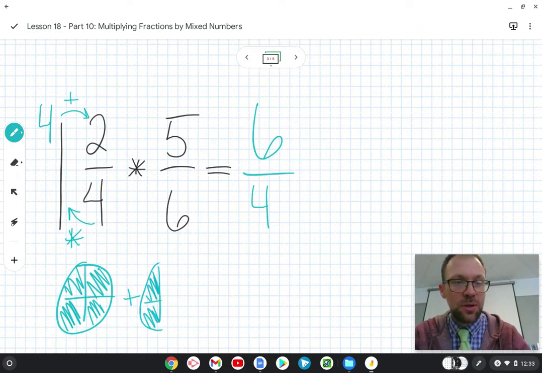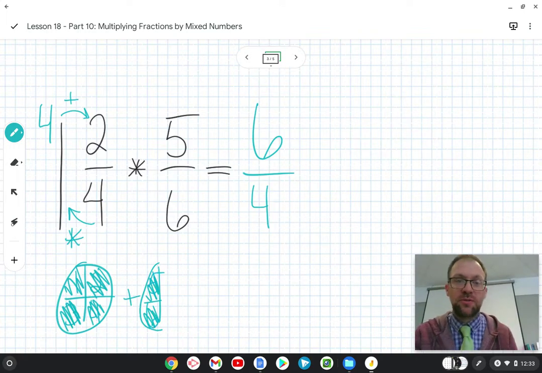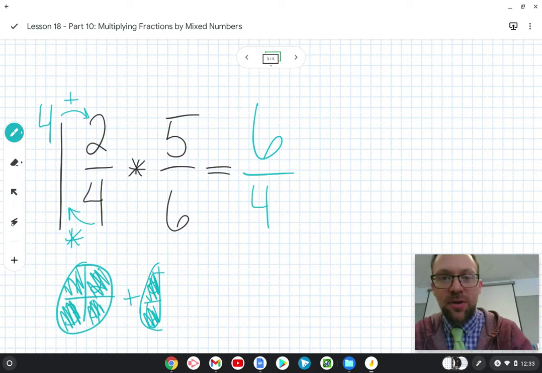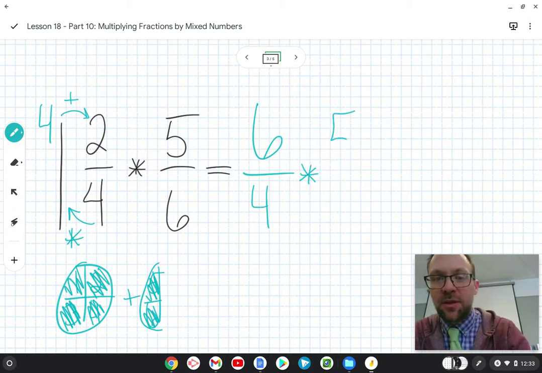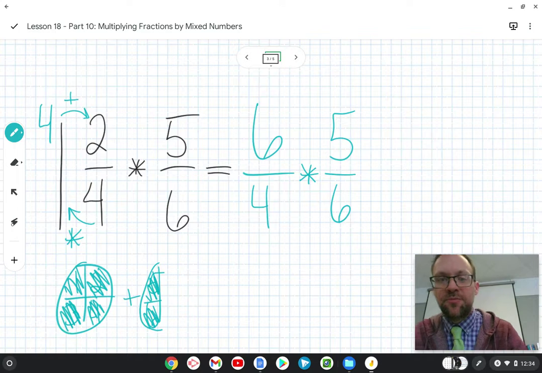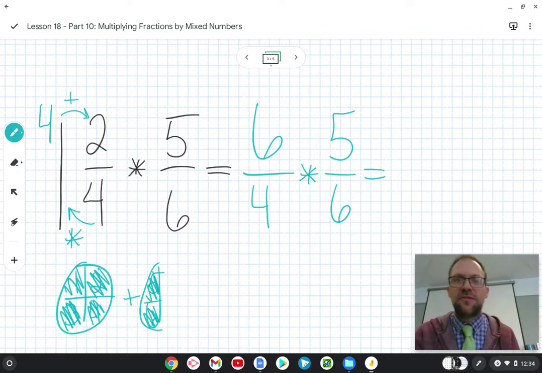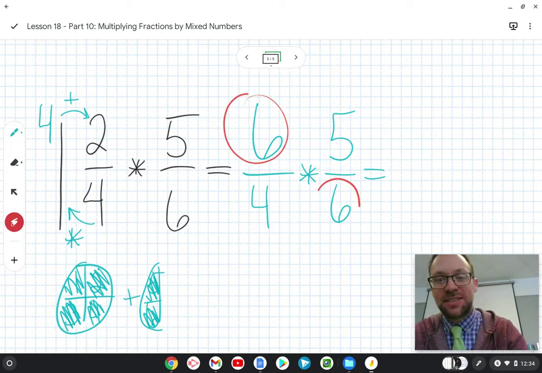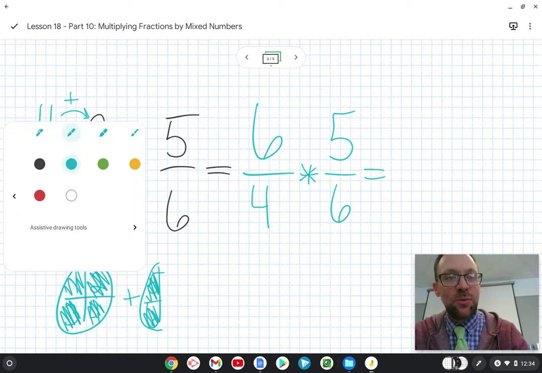1, 2, 3, 4, 5, 6 fourths. There you go. All right, and I'm going to rewrite the 5/6 next to the 6 fourths. And now I'm going to see if I can simplify first. And look at that. Do you see what I see? Do you see the 6 and the 6 here? Anytime we see that, we know what we can do next.